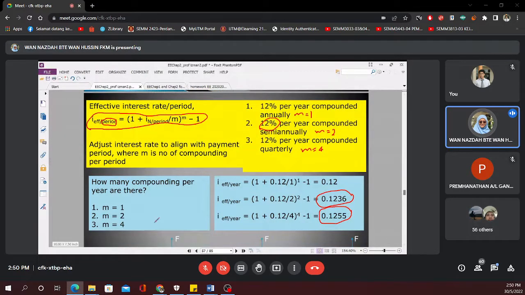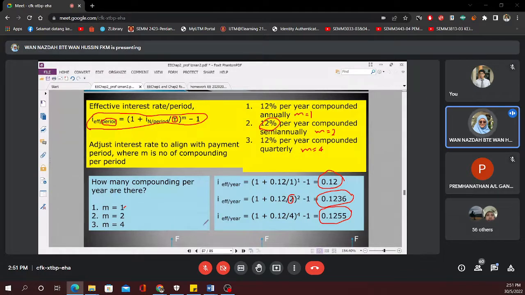So this is the situation where the number of compounding is per year. So if the bank compounds only once, meaning that M equals to 1, so your I effective is equivalent to I nominal, which is 0.12. If M equals to 2, so you just substitute and divide by 2. Alright, so this will be the I effective for the number of compounding equals to 2.